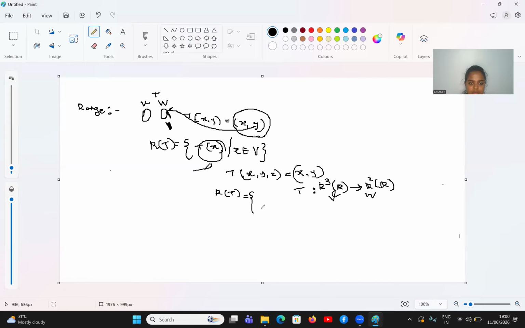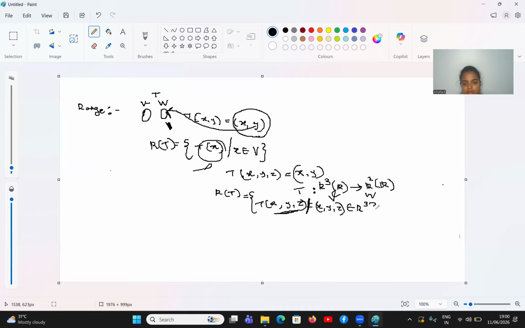Now, the set of all T of X belongs to V. V is R3, so here you have to write 3-tuples. If V is R2, you have to write 2-tuples, such that X. X means you have written X comma Y comma Z instead of X. So that's why you have to write X comma Y comma Z belongs to R3.